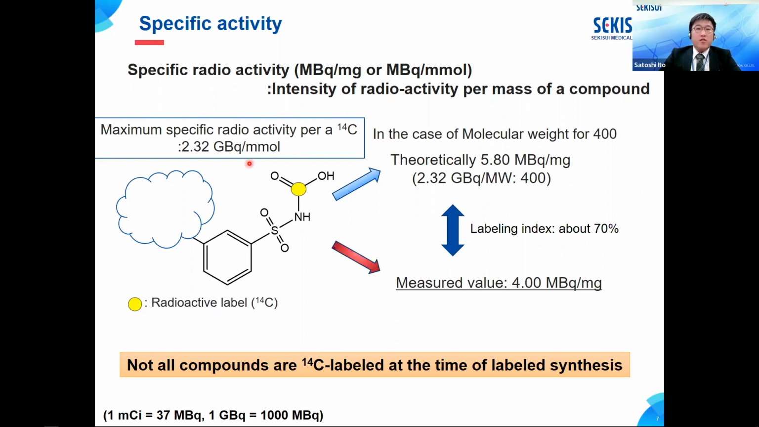Now consider the case of a compound with a molecular weight of 400. Since the molecular weight is 400, dividing 2.32 by 400 gives a maximum theoretical value of 5.80 megabecquerel per milligram. In practice, however, the specific activity will not be as high as the theoretical value. If the actual value is 4 megabecquerel per milligram, the labeling index will be 70%. And not all compounds will contain carbon-14 in the labeling synthesis.